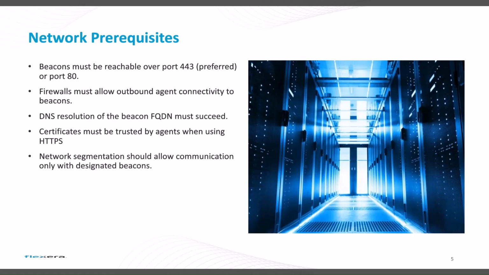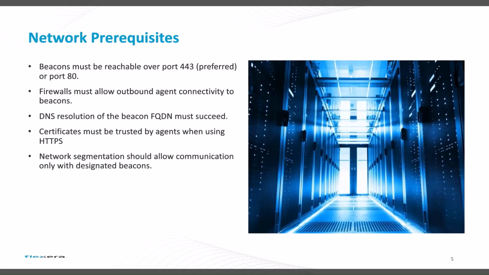Next, firewalls must allow outbound connectivity from the agent machines to the Flexera beacons. Without this outbound access, policy downloads, inventory uploads, and certificate validation checks cannot occur successfully. It's equally important that DNS resolution for the beacon's fully qualified domain name, FQDN, succeeds. DNS misconfiguration or failure will prevent the agent from locating the beacon, which stops all communication. Both Windows and non-Windows troubleshooting procedures specifically validate DNS resolution as a required step.